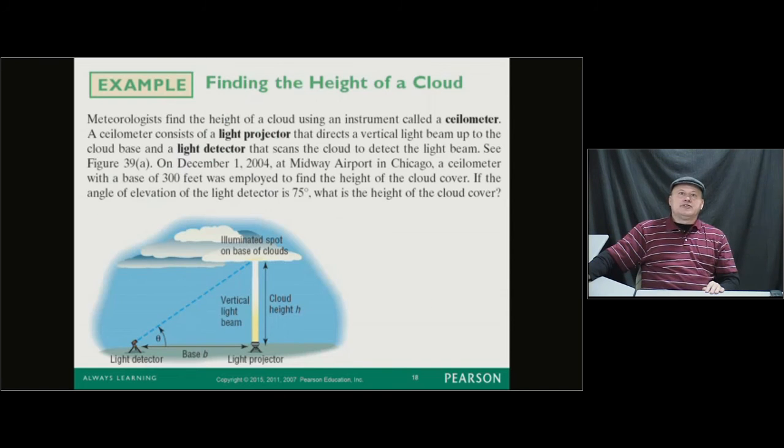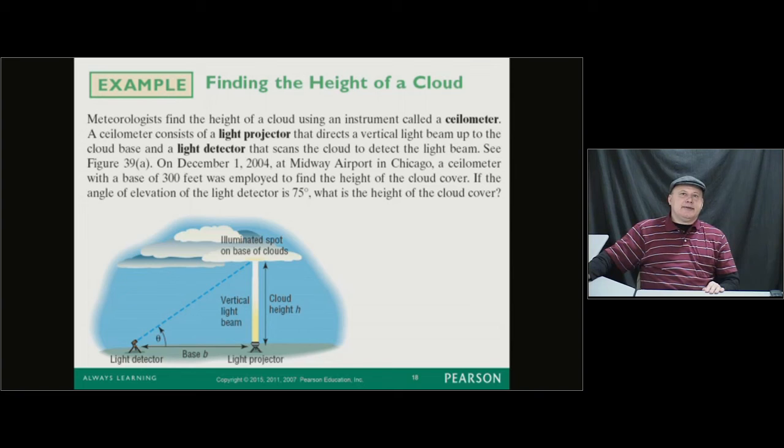All right, so meteorologists find the height of a cloud using an instrument called a ceilometer. What is that called? Ceilometer, yeah. So a ceilometer consists of a light projector that directs a vertical light beam up to the cloud base, and a light deflector that scans the cloud to detect the light beam.